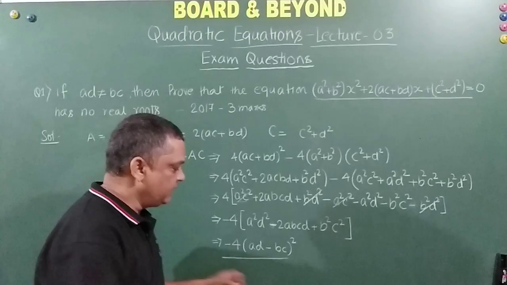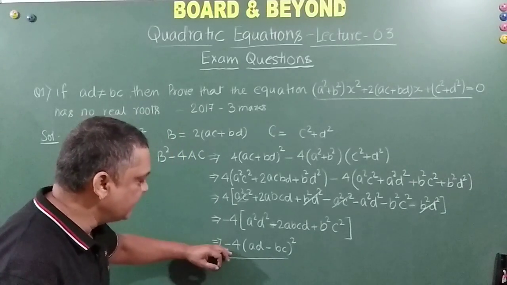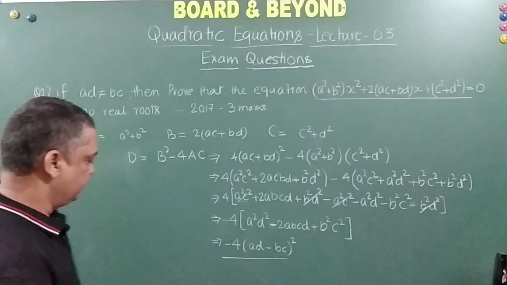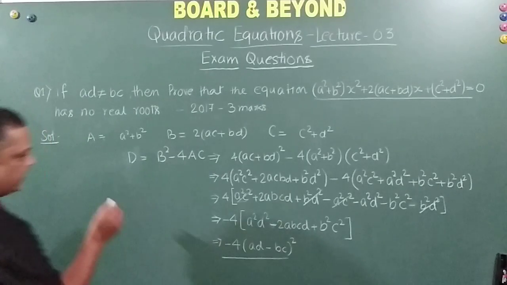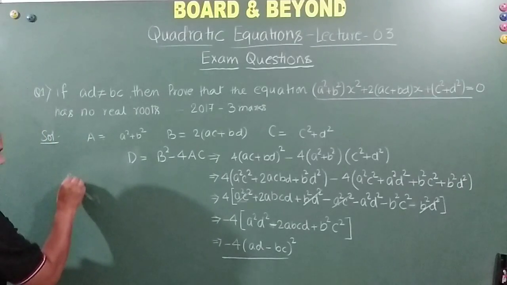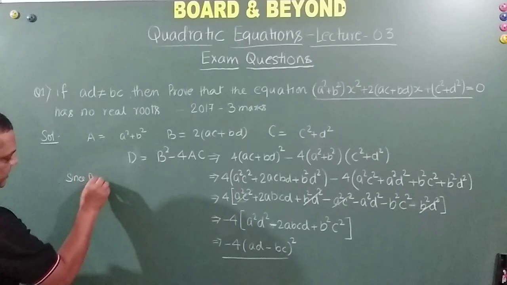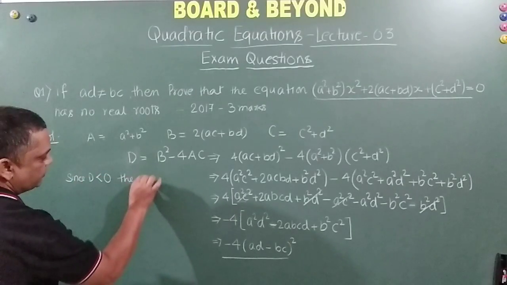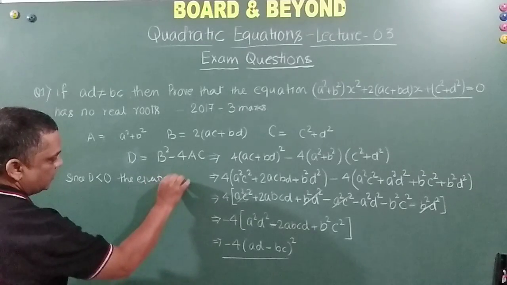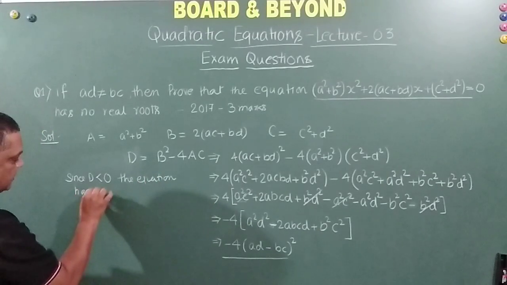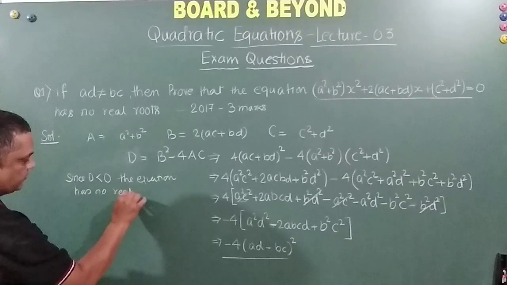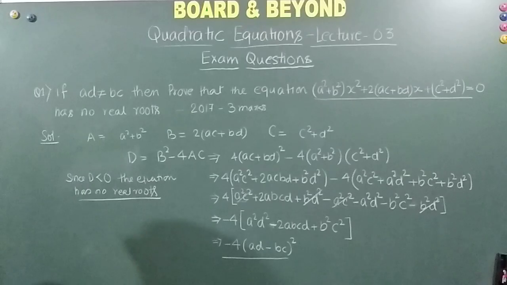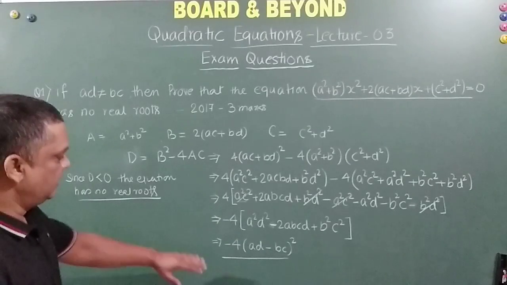Now just try to observe whatever we have got in the last. So when we observe it, what do we get? We get that this is a negative value because there is a minus outside. Okay, so since D is negative, I'll write it here, using this part of the board. Since capital D is less than 0, the equation has no real roots. Right? So this is how you need to basically prove it.